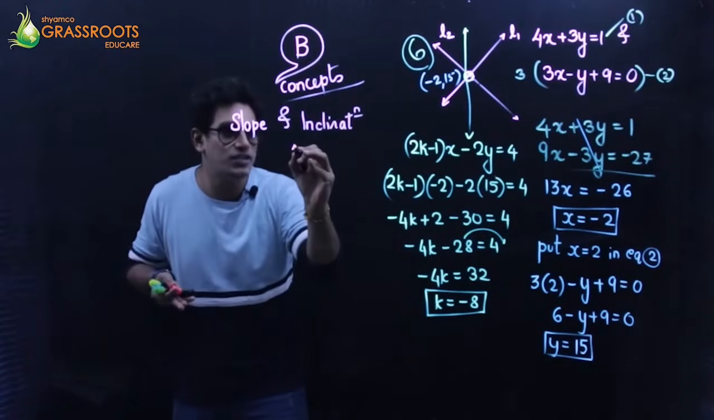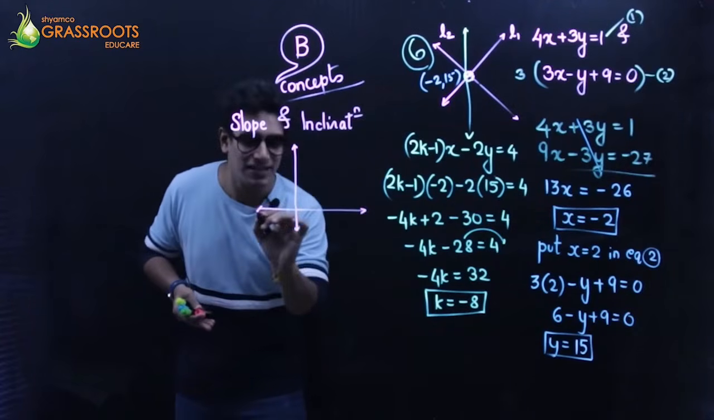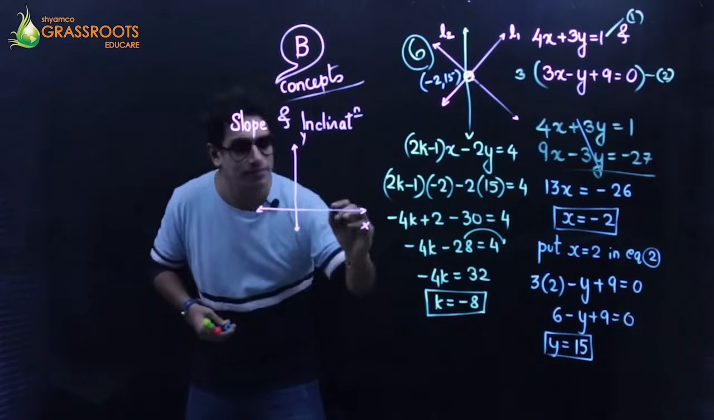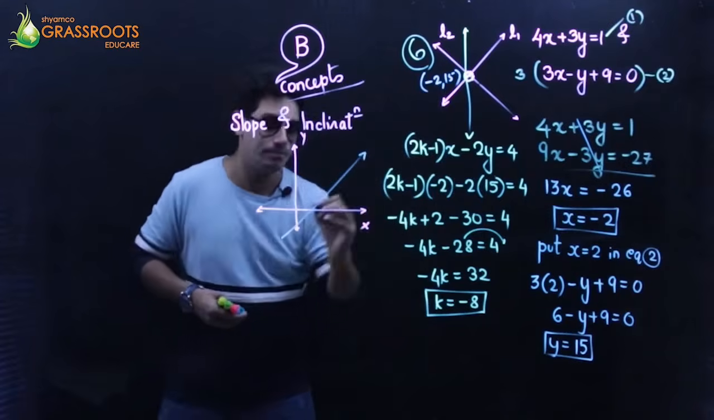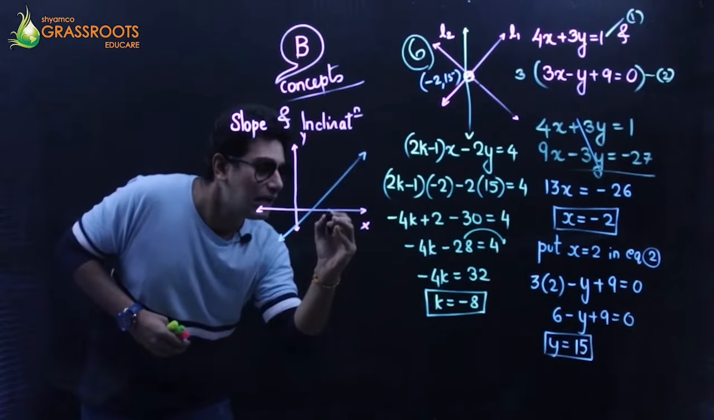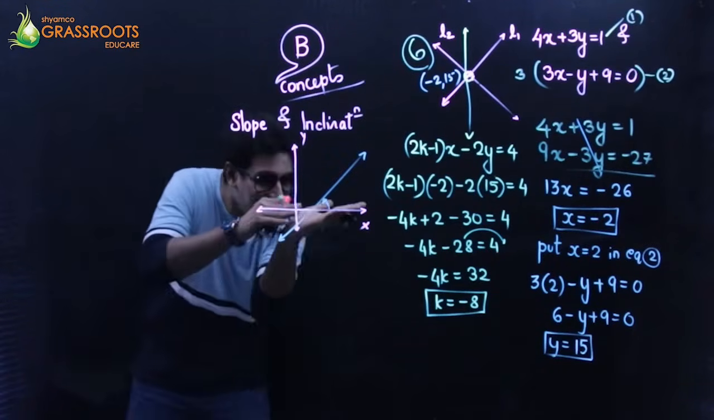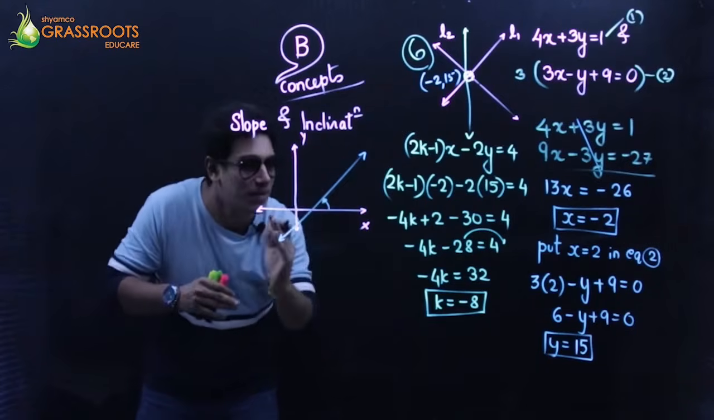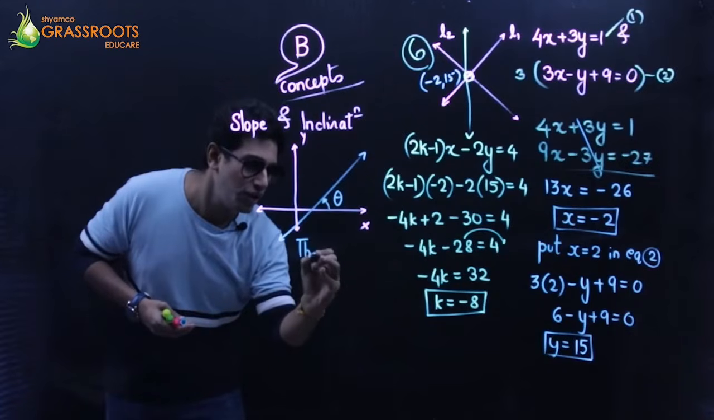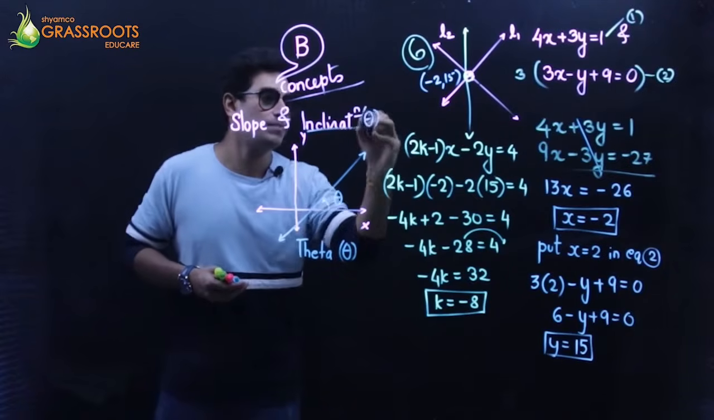If I'm talking about the axis, this is your y-axis, this is your x-axis, right? Whenever I draw a line, let's say this is my line. Isn't this line inclined at an angle? This is called the angle of inclination. At some angle this line is made, which is said to be theta. So this word theta is said to be the inclination.